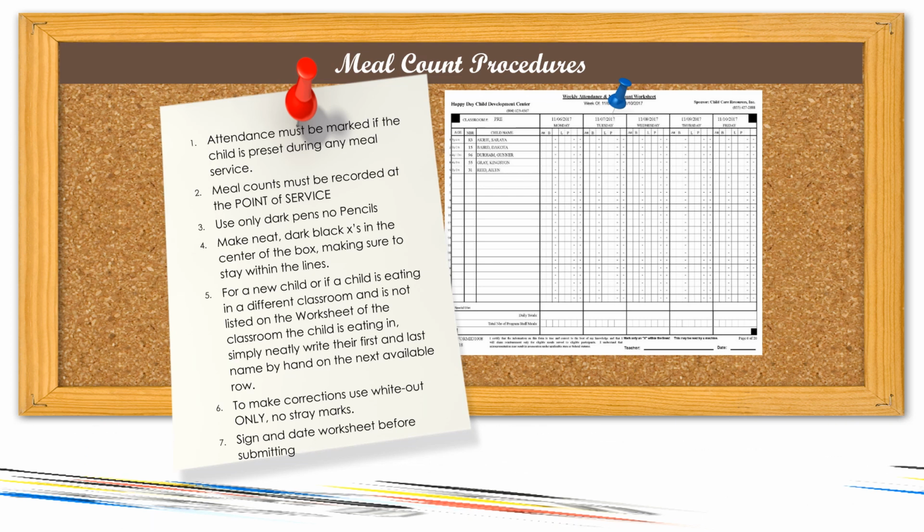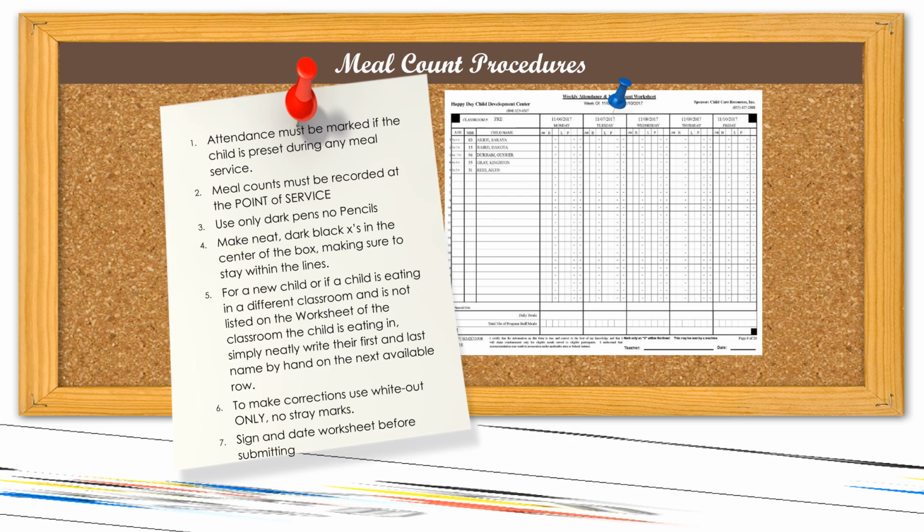For a new child, or if a child is eating in a different classroom and is not listed on the worksheet of the classroom the child is eating in, simply neatly write their first and last name by hand on the next available row. To make corrections, use whiteout only, no stray marks. Sign and date the worksheet at the end of the week before submitting.